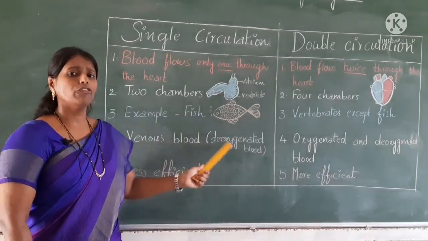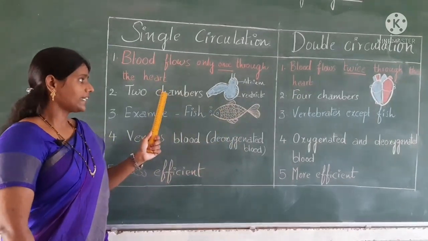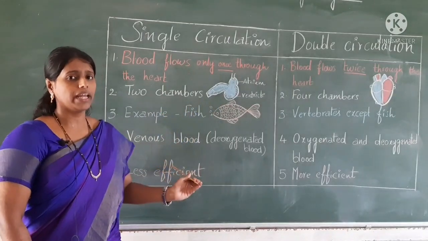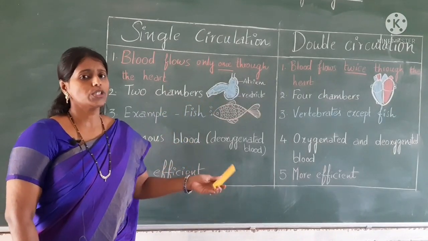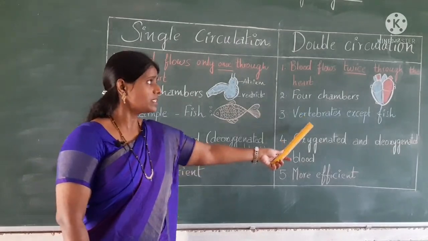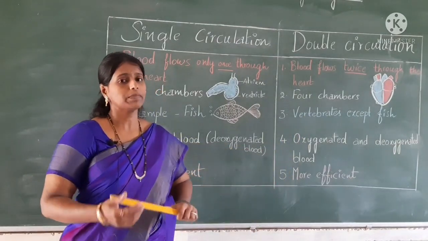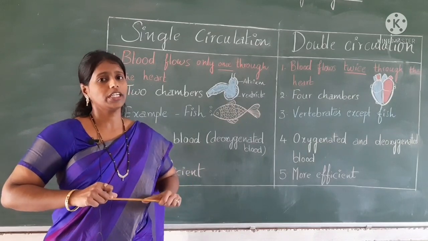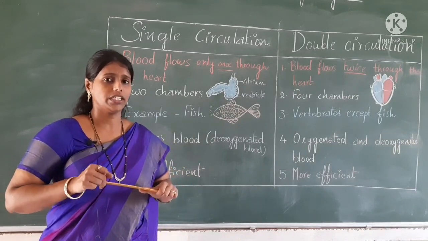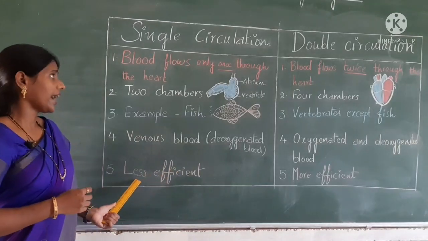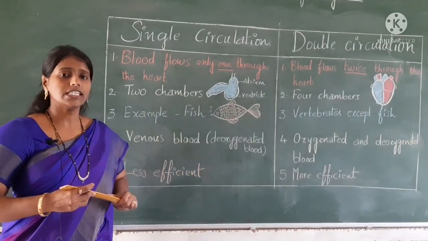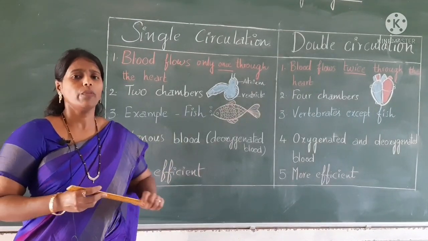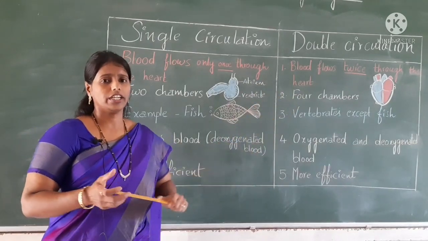Venous blood flows through the heart in case of fishes. Venous blood is nothing but deoxygenated blood, and in double circulation, you know, two types of blood flows through the heart, that is deoxygenated as well as oxygenated blood. And single circulatory system is less efficient when compared to the double circulatory system.